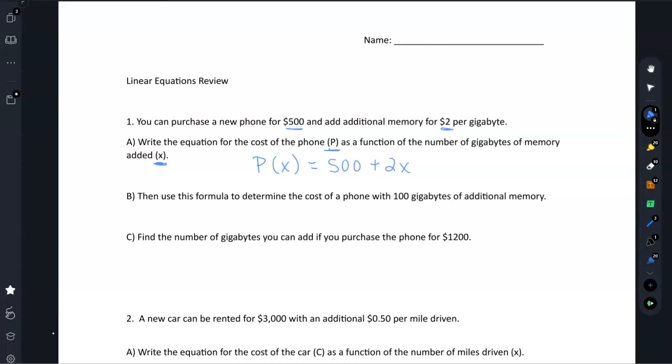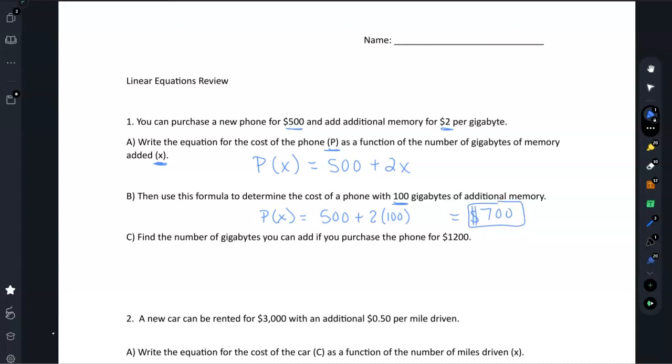And part B says, then use this formula to determine the cost of the phone with 100 gigabytes of additional memory. So I'm going to have P of X equals 500 plus 2 times 100, because the 100 was subbing in for my X. So this would be 700. And it would be $700.